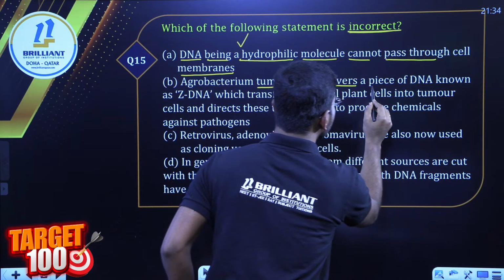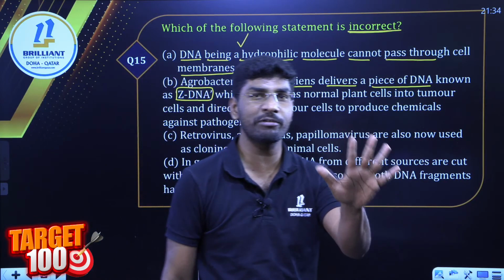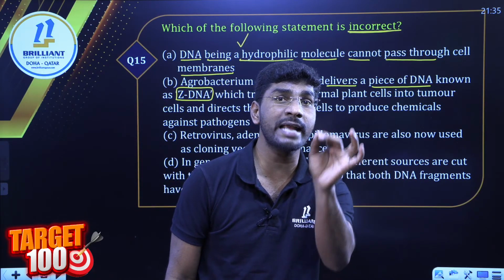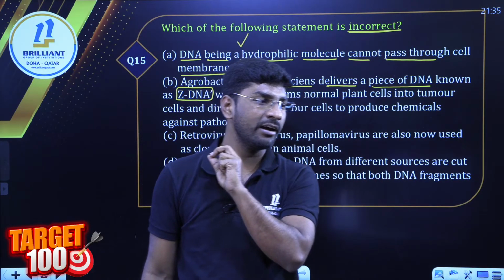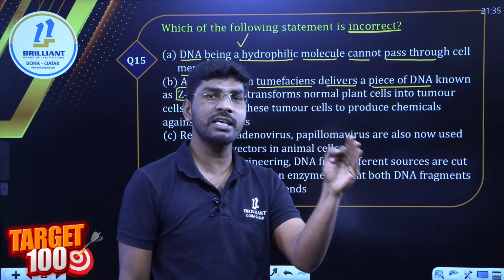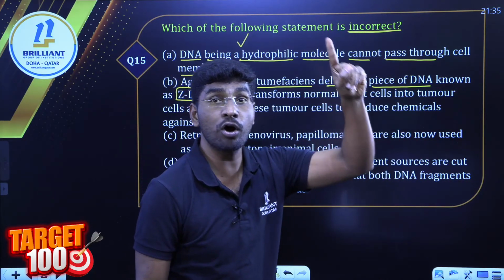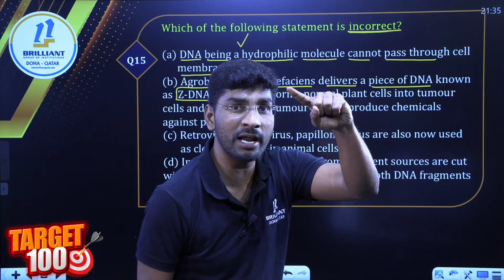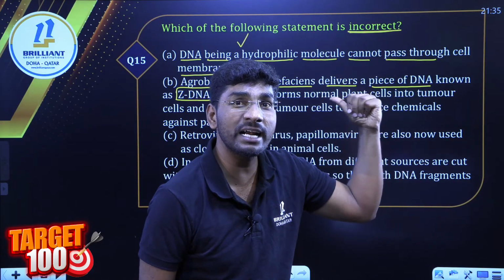Agrobacterium tumefaciens delivers a piece of DNA known as zDNA. Oh my God. You know, student, there are 5 types of DNA. Watson and Crick explain dash type of DNA model. A, B, C, D, Z. B DNA model. Absolutely correct. According to B DNA, in one turn, 10 base pairs. Yes or no?